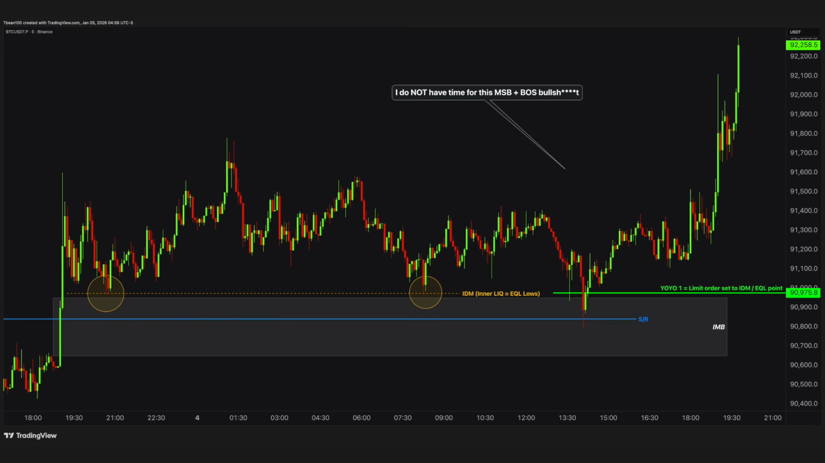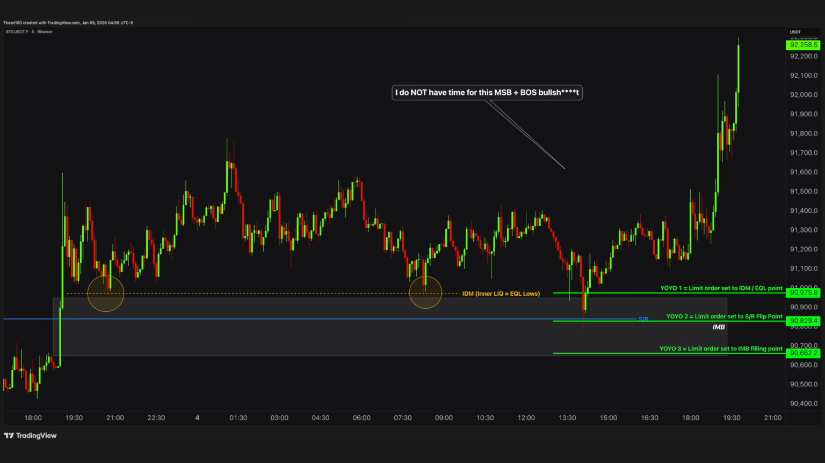For example, there are three very good areas on the chart where you could place your limit orders. The first one is the level of inducement, which is the equal low area, because price will probably crash down and sweep this zone before making a strong move. Then you can place another limit order inside your SR flip zone as well.